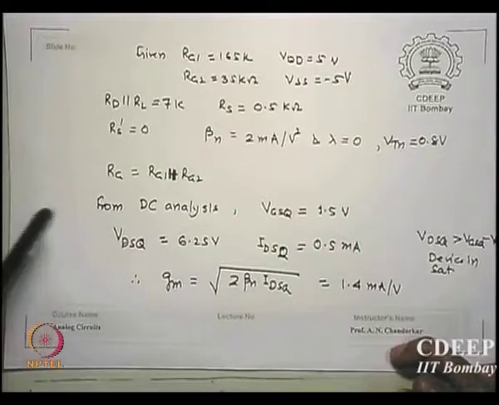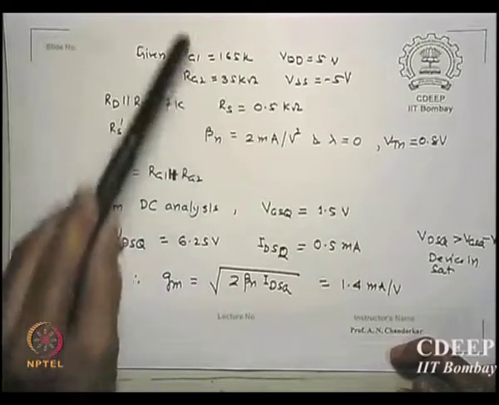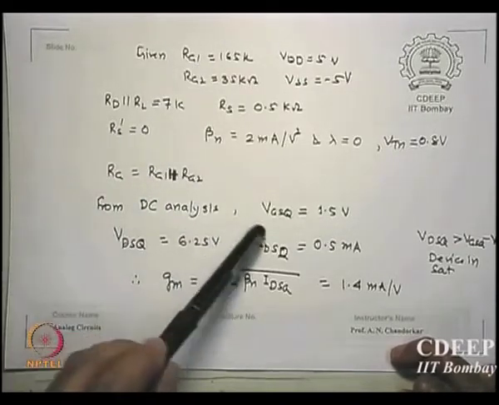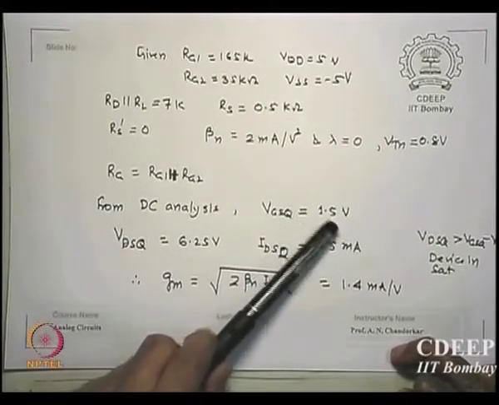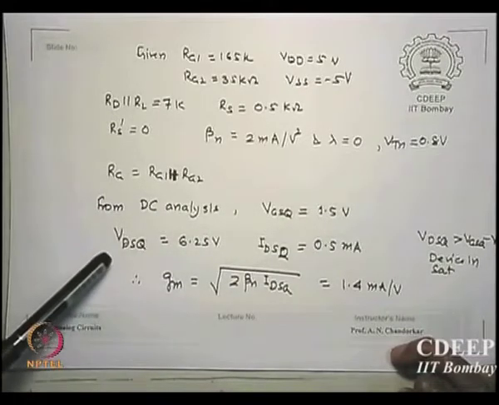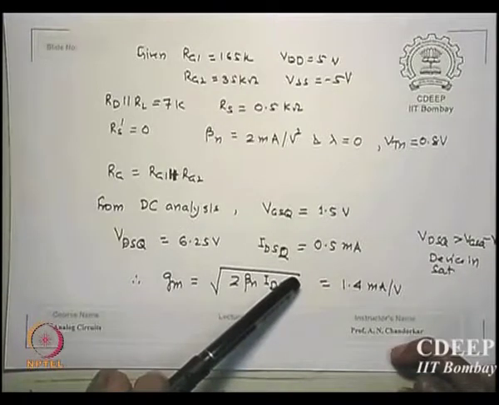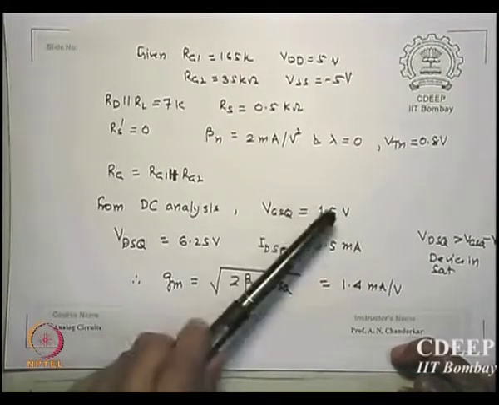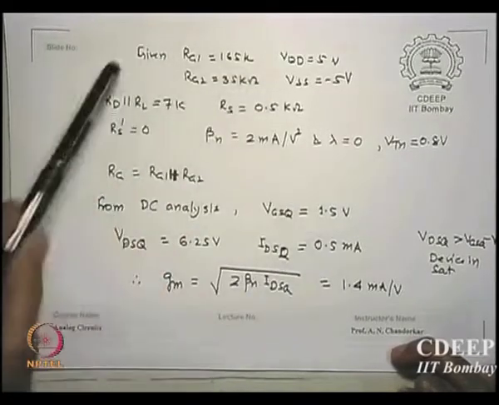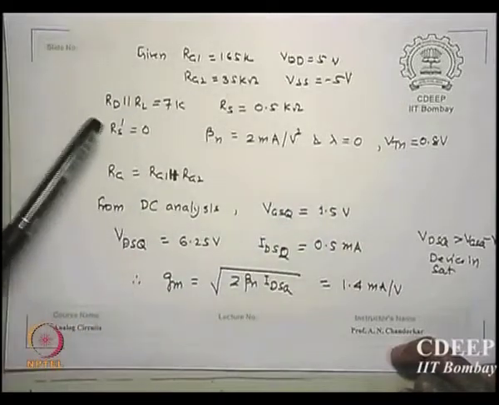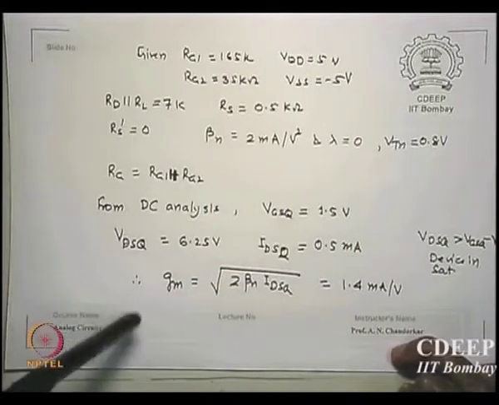So what is the Rg value in our equivalent circuit? Rg1 parallel Rg2, so whatever parallel combination from there. In the DC analysis, which I did, VGSQ is given as 1.5 volt, VDSQ is 6.2 volt. I have calculated this, I am directly giving you the DC points. VGSQ is 1.5, VDSQ is 6.25, ID current flowing is given to us, how much? Somewhere given to us, 0.5 milliamp. If not given, assume it now.